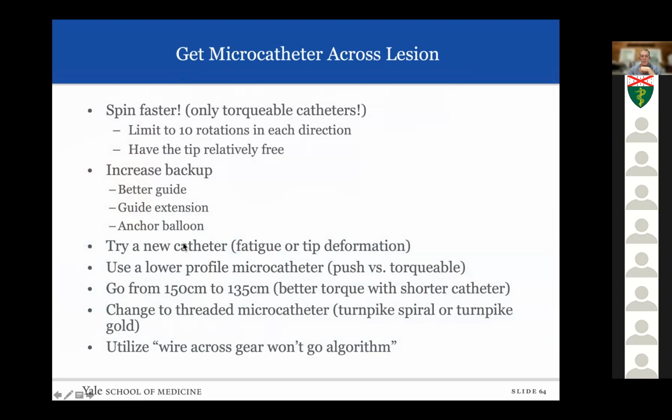Sometimes there can be tip fatigue of these microcatheters, or if you're burying them against a calcified lesion, they can flare and deform. Some of the lower profile microcatheters, the Turnpike LP and Corsair Pro XS, may have lower profiles and better control through tortuosity. You can also go to a threaded microcatheter, which is the Turnpike Spiral, or a metal tip thread, which is the Turnpike Gold, or the Tornus we used to. I think we still have two maybe left.